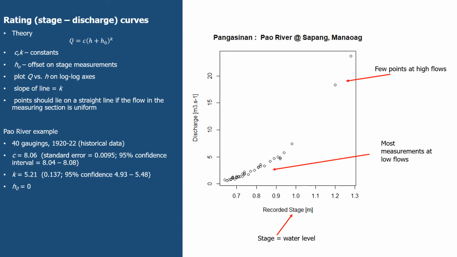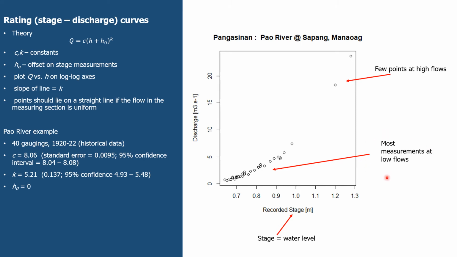So after we measure discharge, we can then plot that against water level or stage. Stage is usually the word that's used. It essentially means water level. And we can plot discharge against water level, and we see here, this is a typical set of data from the Power River, where we have a relationship that looks sort of curved. Two things to note.